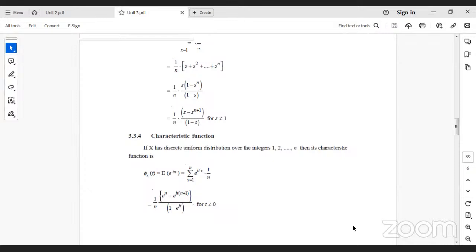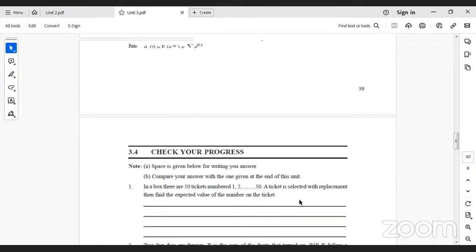Characteristic function: if x has a discrete uniform distribution over the integers 1 to n, the characteristic function is phi of x(t) = E[e^(itx)] = summation over x = 1 to n of e^(itx) times 1/n. Taking 1/n common, we get e^(it)(1 - e^(itn))/(1 - e^(it)), for t not equal to 0.